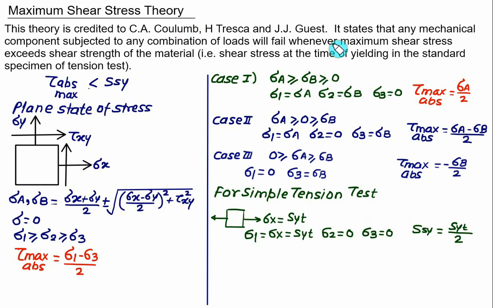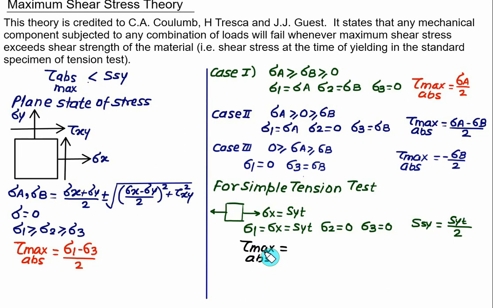According to the maximum shear stress theory, any mechanical component subjected to any combination of loads will fail whenever the maximum shear stress, that is the absolute value of the shear, tau max absolute, equals the torsional shear strength, that is SSY divided by the factor of safety. SSY is always greater than tau max absolute, so the factor of safety will be greater than 1. But the torsional shear strength is SYT divided by 2, so SYT divided by 2 times the factor of safety.